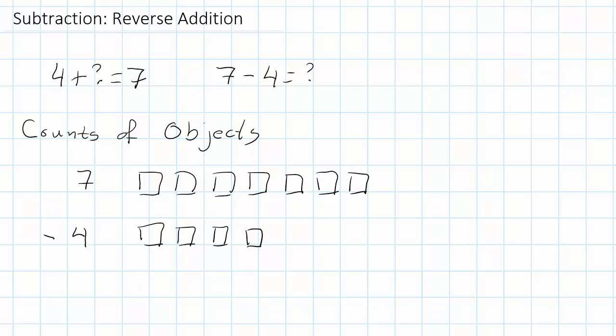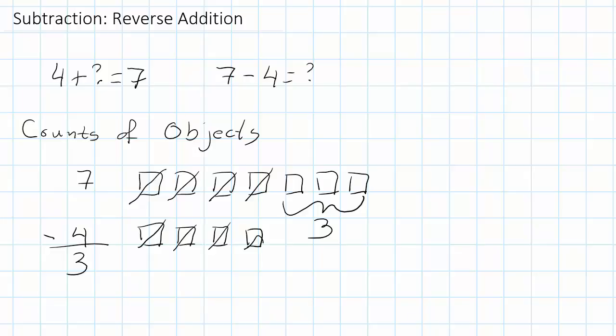So, we take this one away, this one, and this one. What's left is 3. And of course, 7 minus 4 is 3 does not come as a surprise. The interesting thing here is how we imagine this in terms of counts of objects.